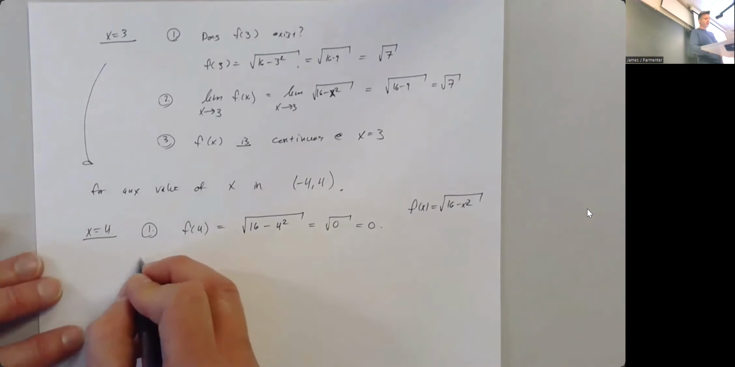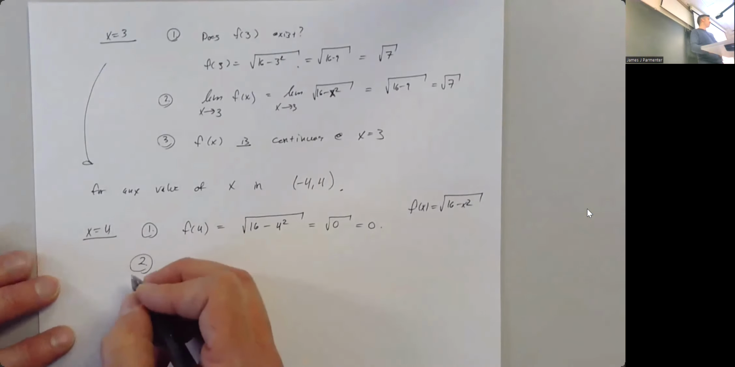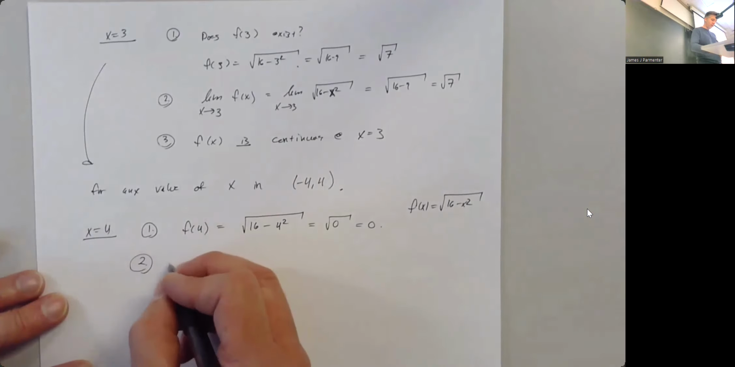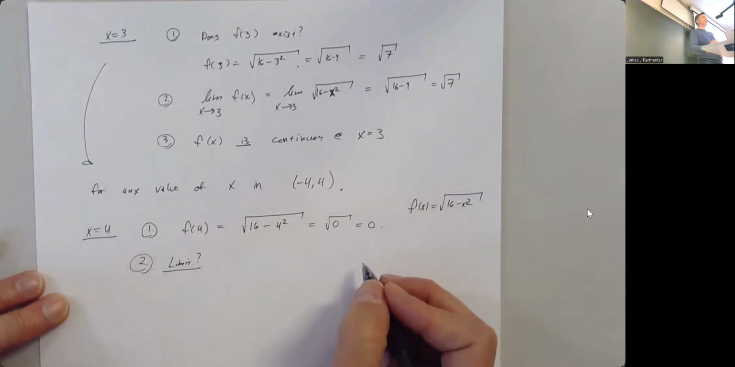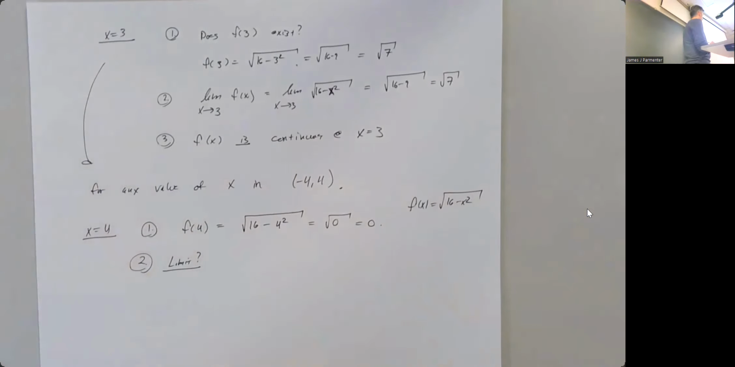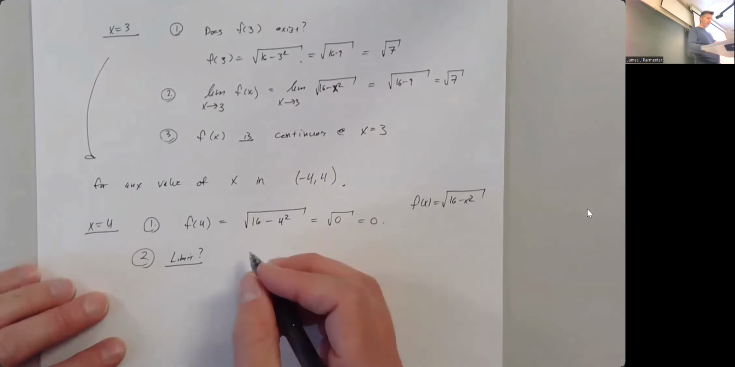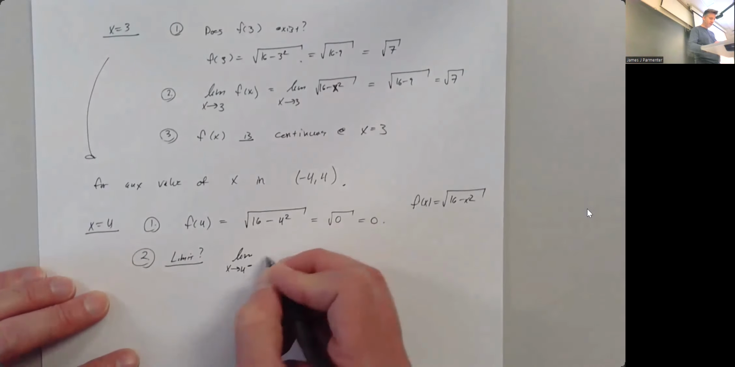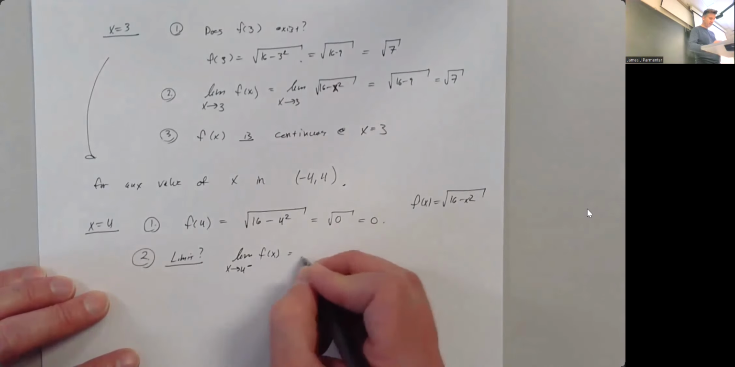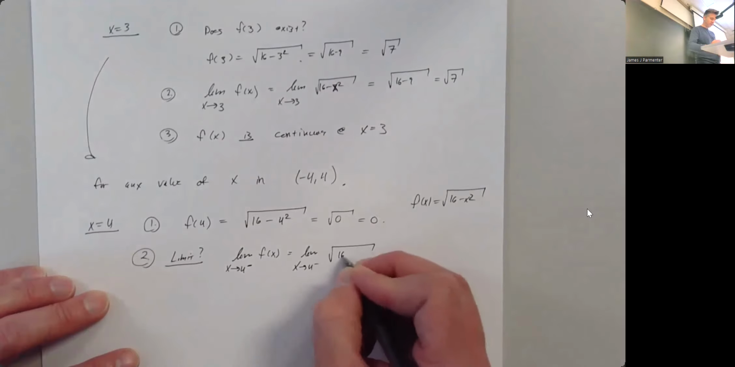Okay, here's where things require a little bit of massaging. What about the limit? Well, normally, for the limit to exist, we have to have the left-hand limit and the right-hand limit both be the same value. The left-hand limit's not a problem. The limit as x approaches 4 from the left of f of x, the limit as x approaches 4 from the left of the square root of 16 minus x squared.